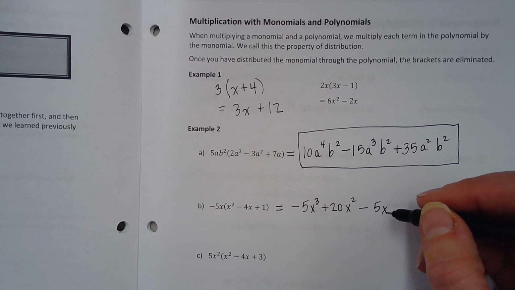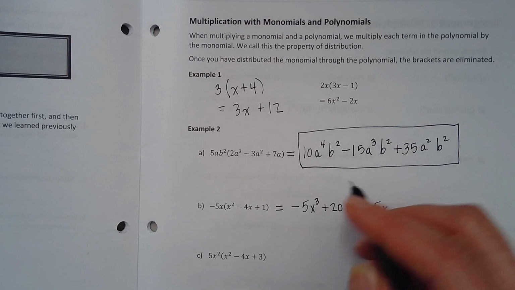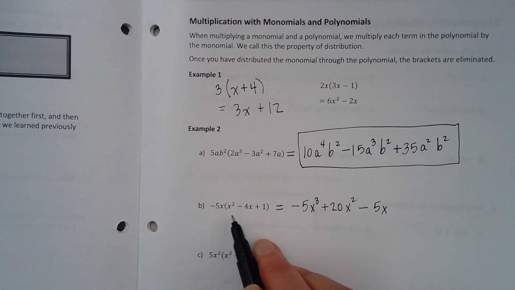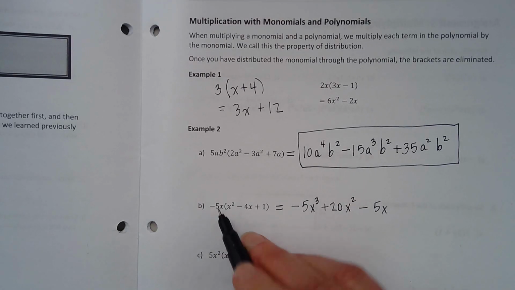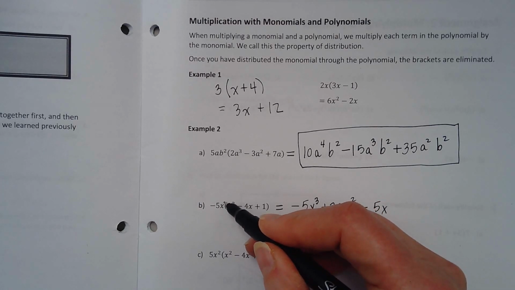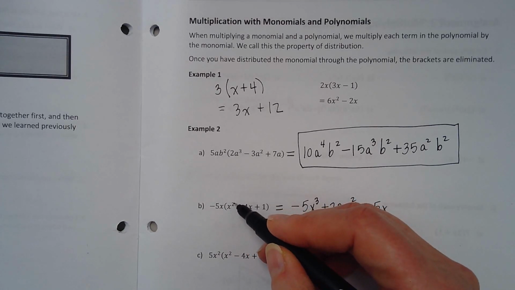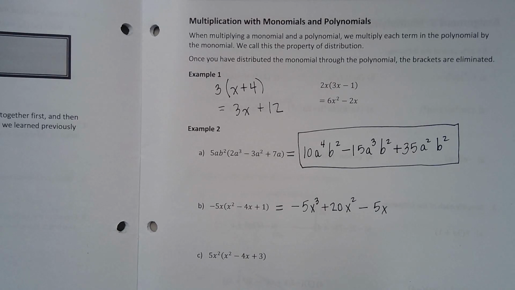How'd you get negative cubed there? 5 cubed. Negative x. Negative 5 times 1 is negative 5, right? I have x to the power 1 here, and I have 2 here. 2 plus 1 is 3. Oh. Same question as before, right? Yeah.